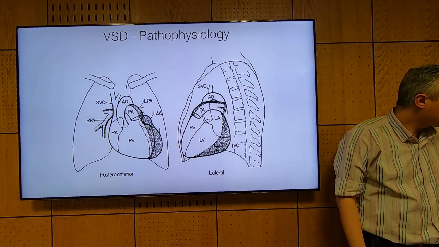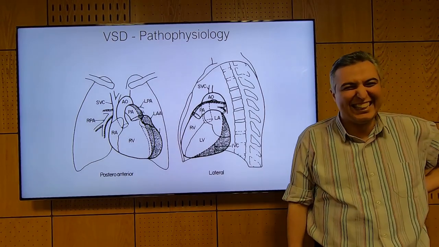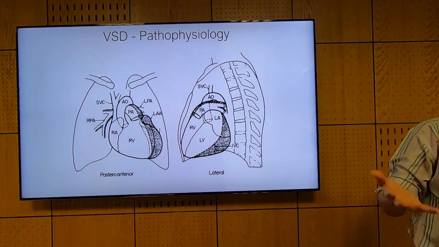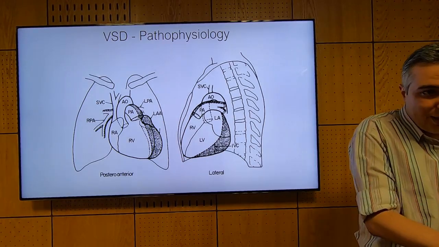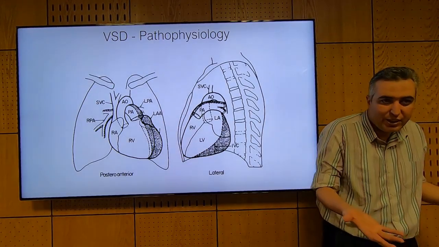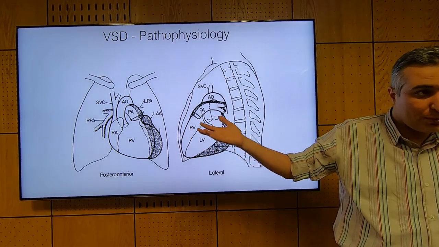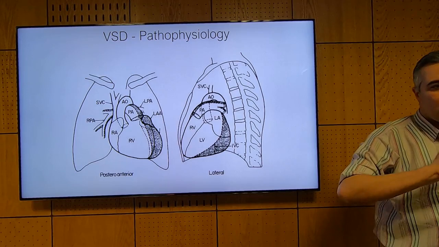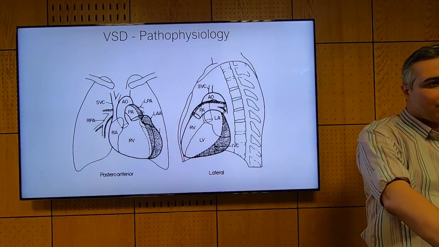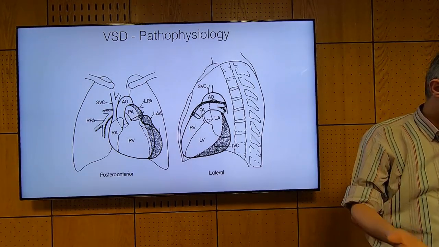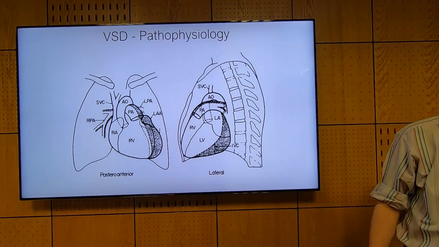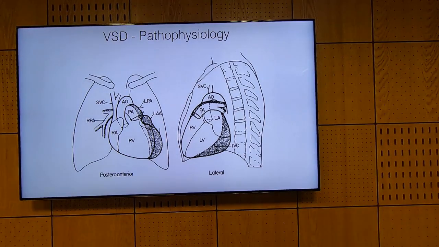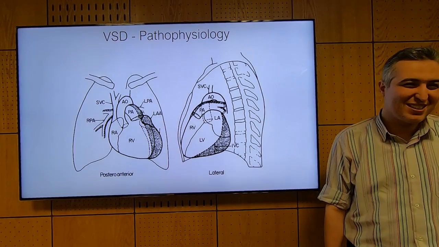35. Sorry? 35. Even 35. So these are really outliers. This is very exceptional, very unusual, but you get these patients from time to time. So don't tell a patient that they're Eisenmenger just because they are 7 years old without actually documenting that. No, 35 years of age. 35 years old. Yes, we've seen such patients.